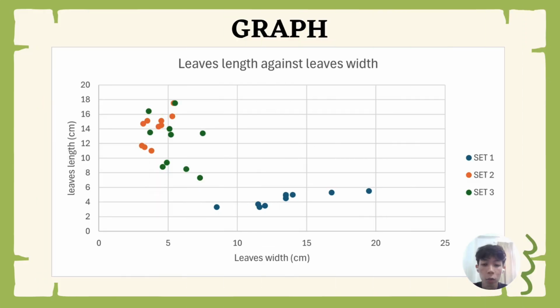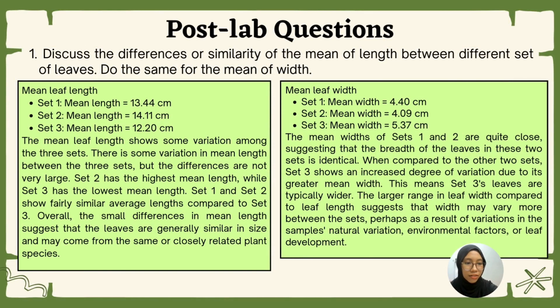Next, the graph that we obtain shows that leaf length changes with leaf width, but the relationship is not uniform. The data form distinct clusters, indicating different leaf size characteristics, and suggesting that leaf width alone does not determine leaf length. Now, let's shift our focus to our data analysis, starting with the mean measurements of the leaves.